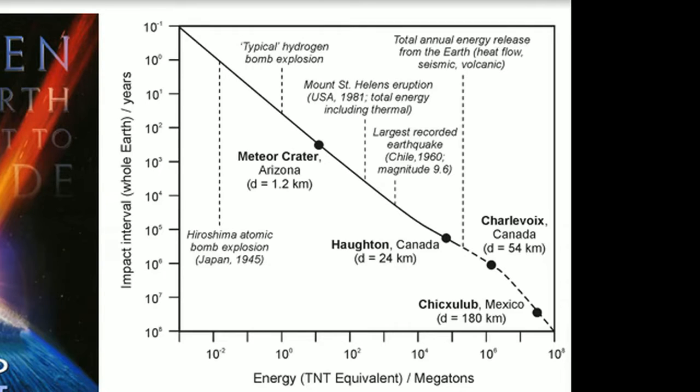So you definitely won't be able to read this plot. I usually try and show something like this because it really does put into numbers the destructive power of impact events. On the y-axis is how frequently impacts of a given size occur, and on the x-axis is their size, their energy in megatons, so tons of TNT equivalent.